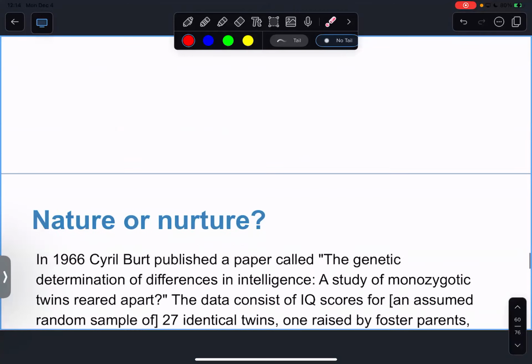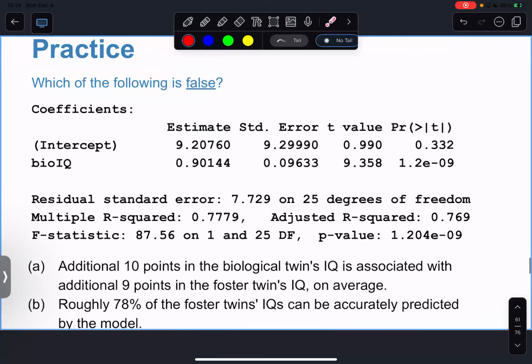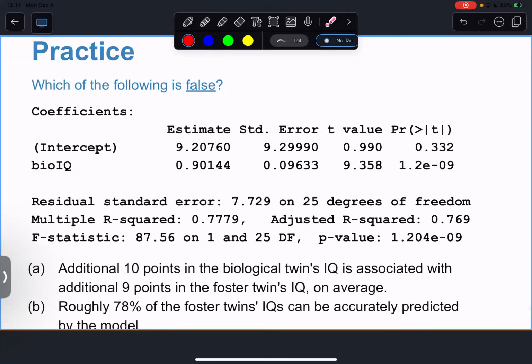Well, it's just a t-test, guys. If we have output like this, it looks familiar-ish. This is our output, but Excel looks the same, right? We've got the coefficients, we've got the y-intercept, we've got our x value. So here I can build this line. I can say that y hat is 9.20760 plus 0.90144 times the bio IQ, knowing absolutely zero about this data set. Biological IQ, probably.